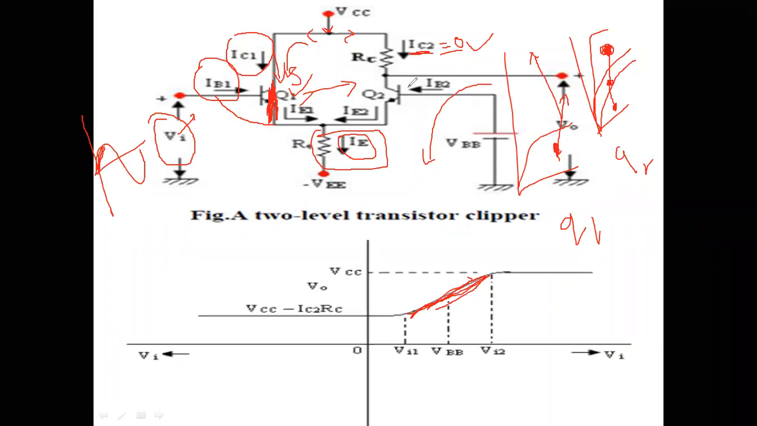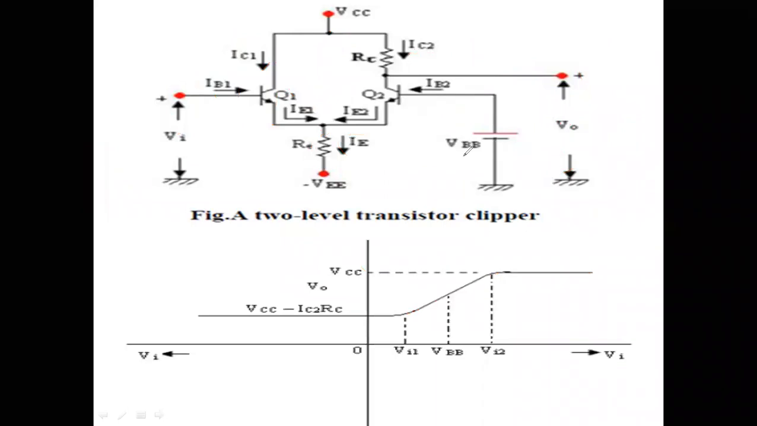When Q2 is cutoff, this current goes to zero, which means this drop will be zero. Therefore, our output voltage is nothing but VCC. We are going to maintain the output voltage again constant at VCC. This drop goes to zero when the transistor is in the cutoff region. Otherwise, if you write the output equation here, you will get the same.